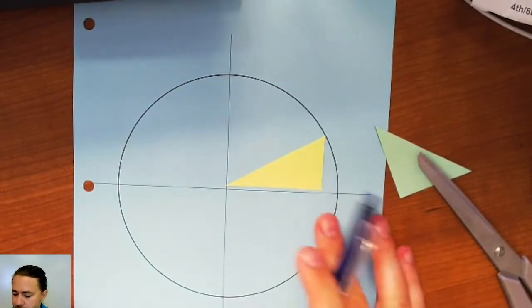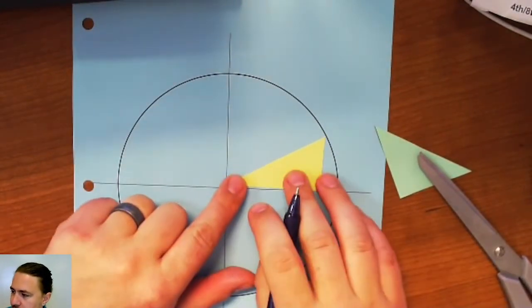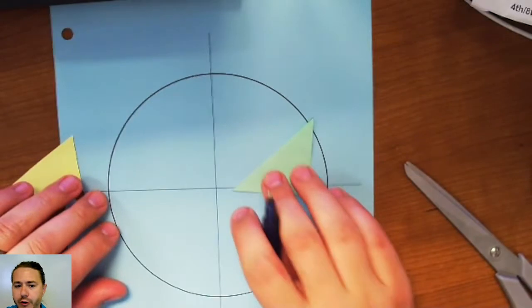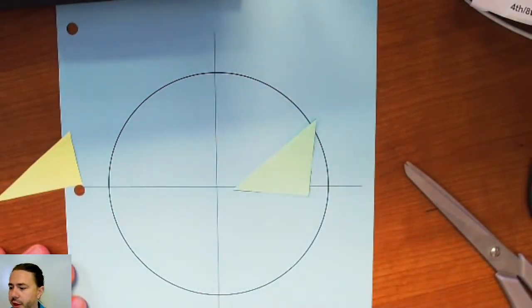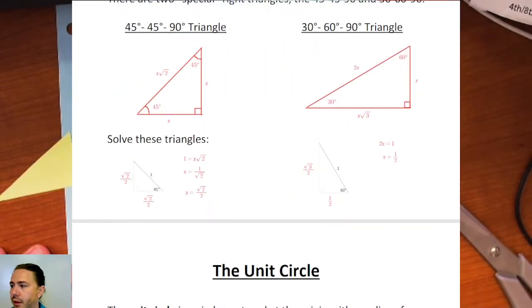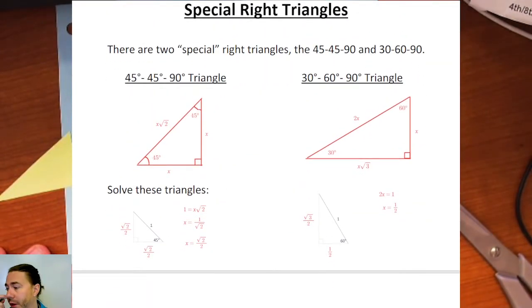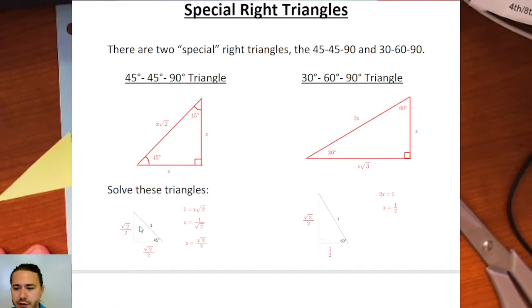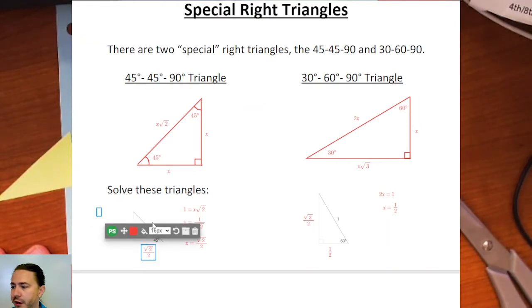All right, so let's label this. Okay, so let's start with the 45, 45, 90. And if you forget, let me pull that back up real quick. I still got it up on mine. Here is the 45, 45, 90, and we got the 30, 60, 90. And really what we're going to be looking at are these ones that we solved down here. Okay, so on this 45, 45, 90, we're going to label this 45 degrees, 45 degrees. We're going to label these sides root 2 over 2. And of course, the hypotenuse is 1.